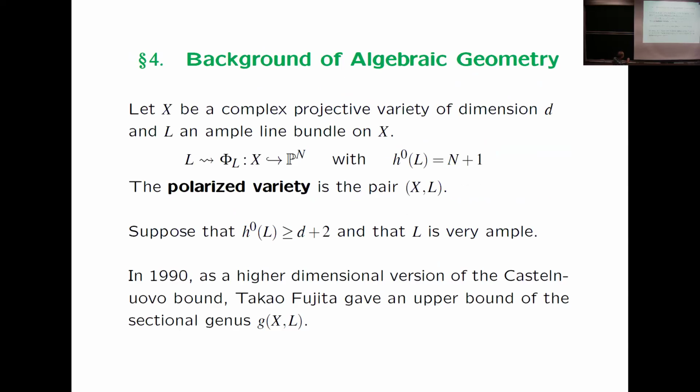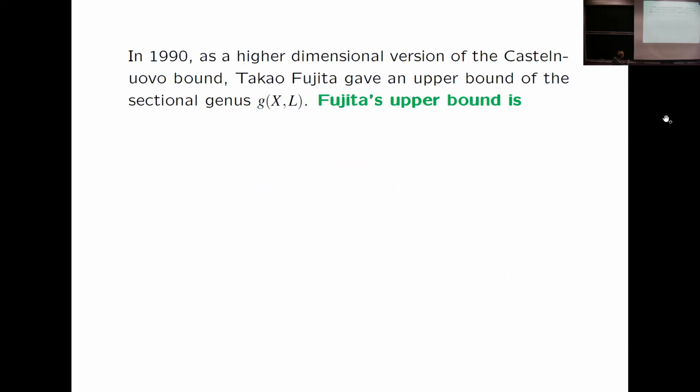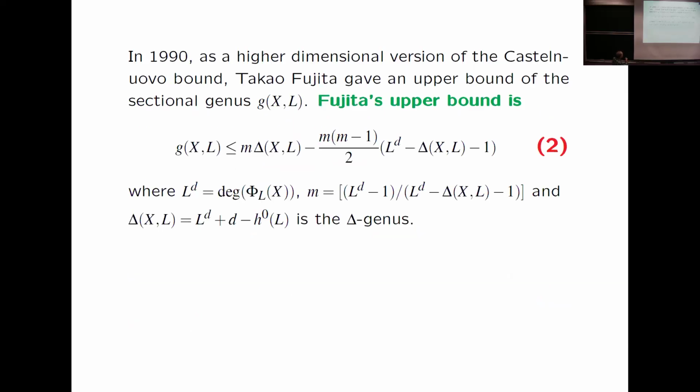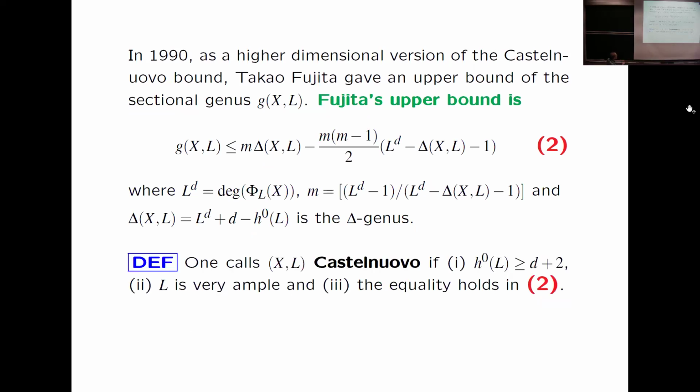So this is a polarized variety. Suppose that H0 is at least D plus 2, and L is very ample. Under these two conditions, Takao Fujita showed this inequality. When equality holds, the polarized variety is called Castelnuovo. Okay, so this is the algebraic geometry.